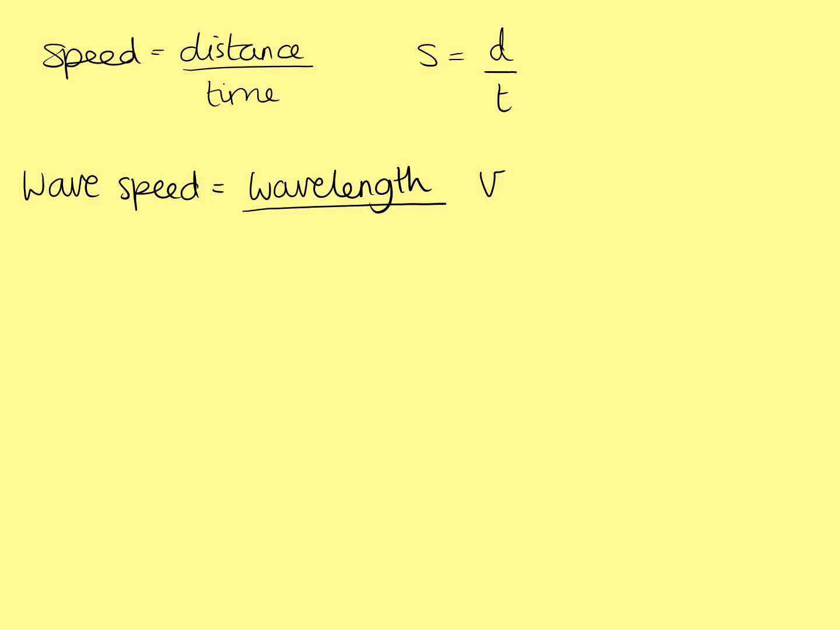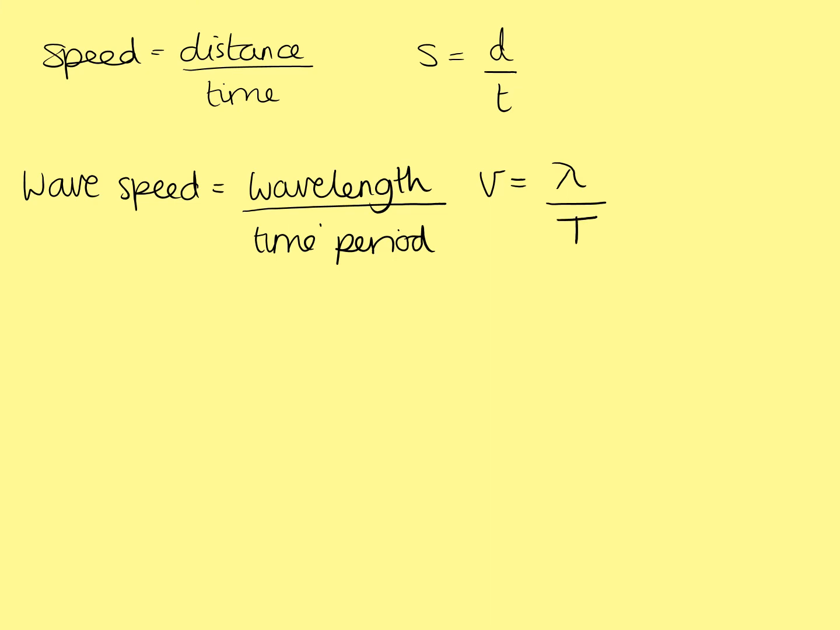time. Now, the time period in the topic of waves is the time for one wave. So I could say that the wave speed is equal to the wavelength divided by time period. That's the same as saying wave speed is equal to the distance divided by the time. It's the same equation. And so we say V equals lambda, which we use for wavelength, divided by capital T, which we use for time period.